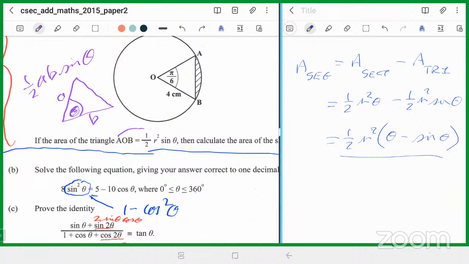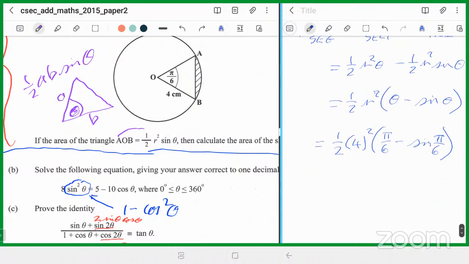And it's a typical formula for a segment, if you should know. So we can substitute the values now. It becomes half, the r is 4, so I'm going to put 4 squared. The sector angle is pi by 6 minus the sine of pi by 6. And then we can work this out with the calculator.